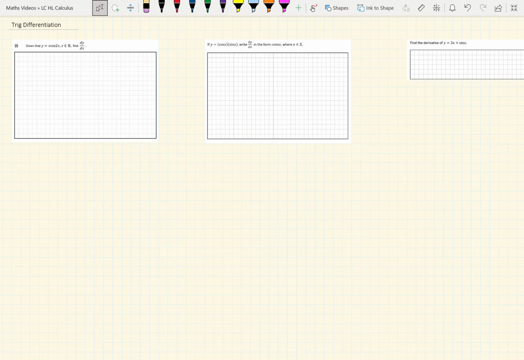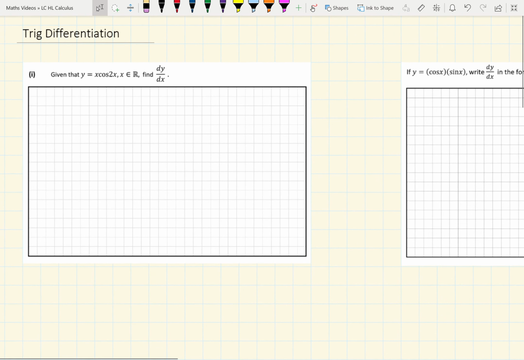Okay, so in this video we're going to have a look at three exam questions involving trig differentiation. So as always, we translate our question. We're being told here we have a function, x is an element of R, and they want the derivative. So I'm going to have a look at my function, and I see I can break it into two parts. So there's u and there's v. So that tells me it's product rule.